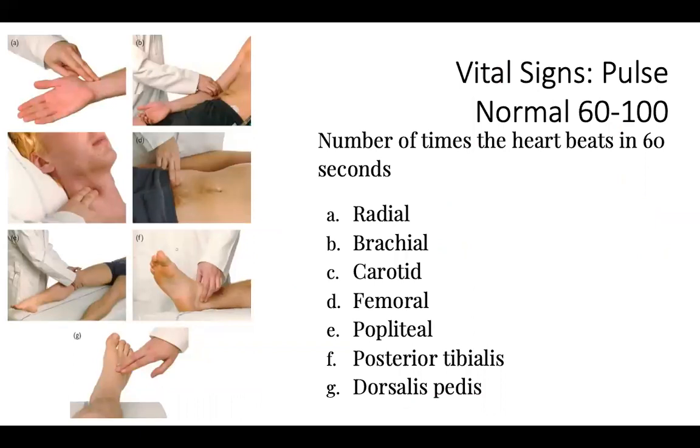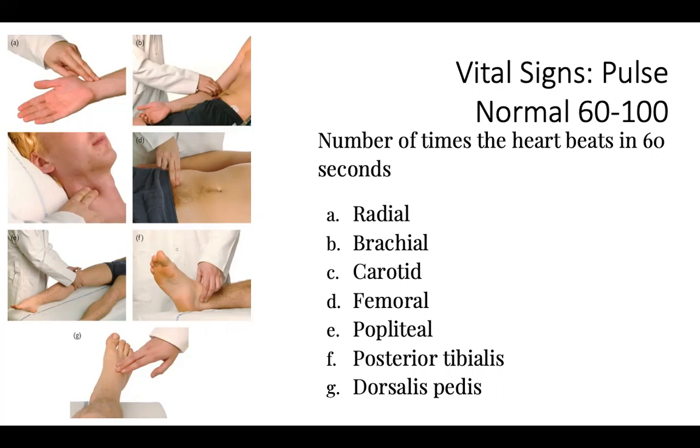Your pulse of 60 to 100 is normal. When you're doing the pulse, it's measured in beats per minute. BPM means beats per minute. The number is the number of times the heart beats in 60 seconds. So we've got different areas you can measure. We'll talk about these in lab, but we have your radial pulse, which is on your wrist on the side of your thumb. Brachial, which is in your antecubital space, the space where your arm bends. Carotid, which is in your neck. Femoral, which is in the groin.